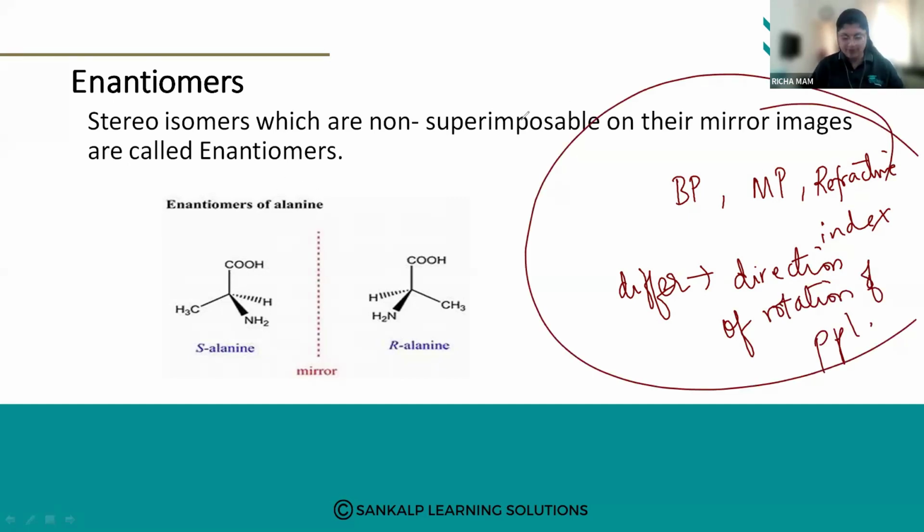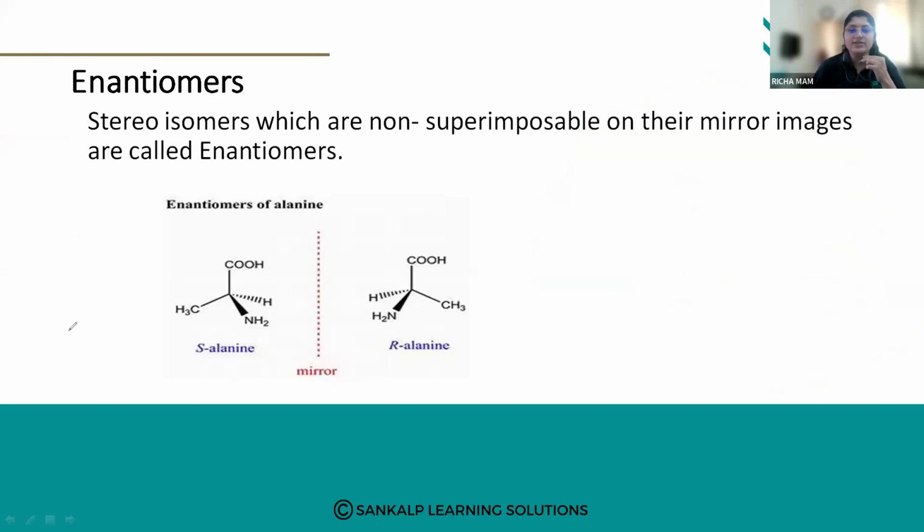Their physical properties are the same. They differ only in how the plane polarized light is rotated. If it is rotated to the right-hand side, clockwise, then it is dextro. If the compounds rotate the plane polarized light in the anticlockwise direction, they are called levorotatory. So enantiomers differ only in the direction of rotation of plane polarized light.